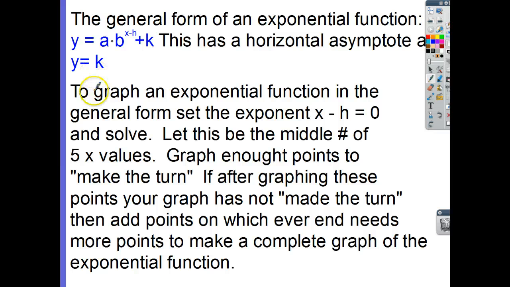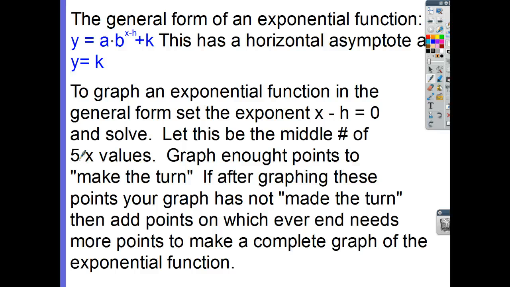Okay, general instructions about graphing these exponential growth functions. To graph an exponential function in the general form, you want to take the exponent x minus h and set it equal to 0, and you solve that so you come away with x equals h. Let that be your middle number of, say, 5 x values. Now I'm going to clarify 5 here because you may be able to do it with 3 values, and we'll be more explicit in that in the next screen. But just like we did graphing quadratic functions, we took 5 values and we put the vertex in the middle. And we're sort of just doing the same thing here.